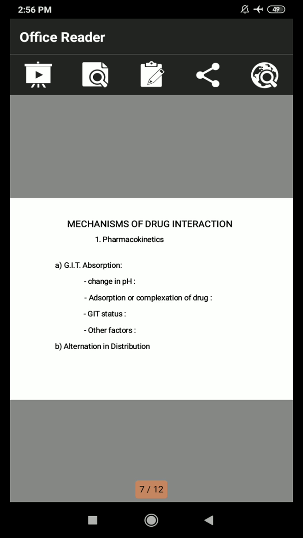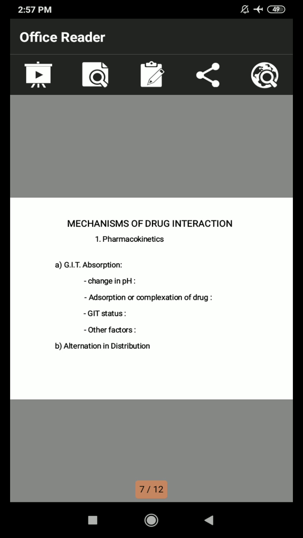Then pharmacokinetics, in that GI absorption. Okay. The GI absorption: delay in absorption or interference with the onset of action of the drugs. A number of factors alter the process of absorption as given below. First is change in pH, then adsorption or complexation of drug, then GIT status and other factors. Firstly, change in the pH.